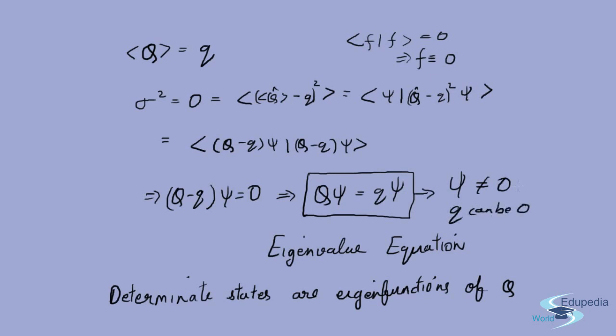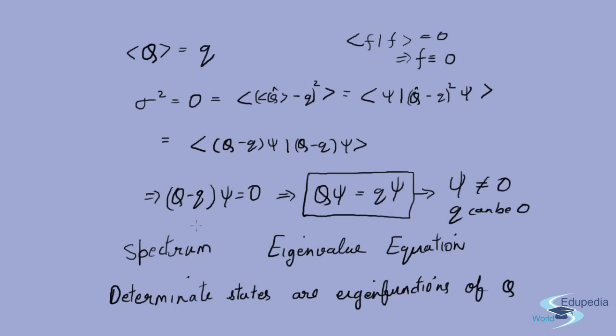There's nothing wrong with 0 as an eigenvalue, but of course as an eigenfunction, if psi was 0, then this was 0 on both sides. That is a trivial equation which we are not concerned with. But other than that, q can be 0, and there's nothing wrong with a non-zero eigenvector or eigenfunction having a 0 eigenvalue. The collection of all of the eigenvalues of an operator is said to be the spectrum.